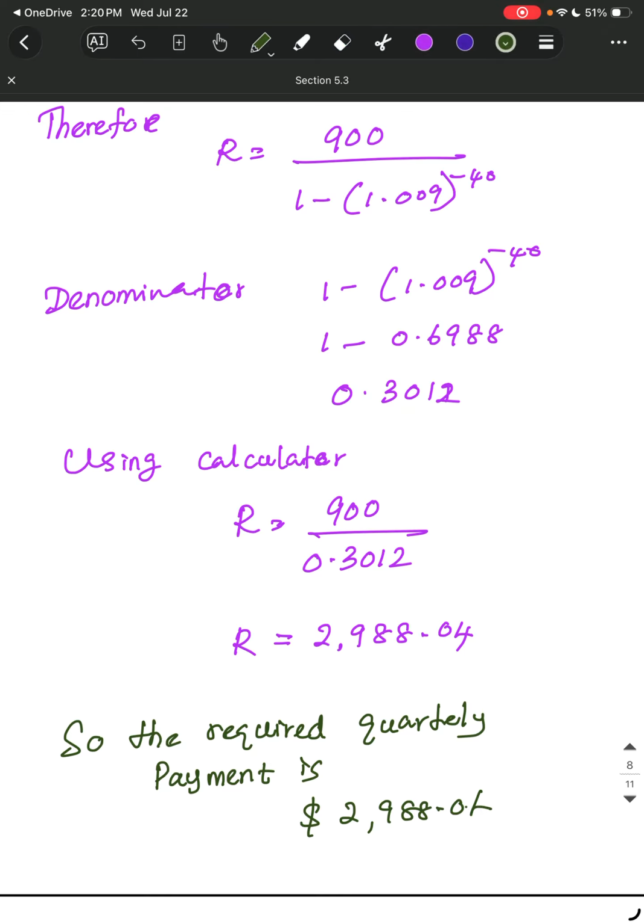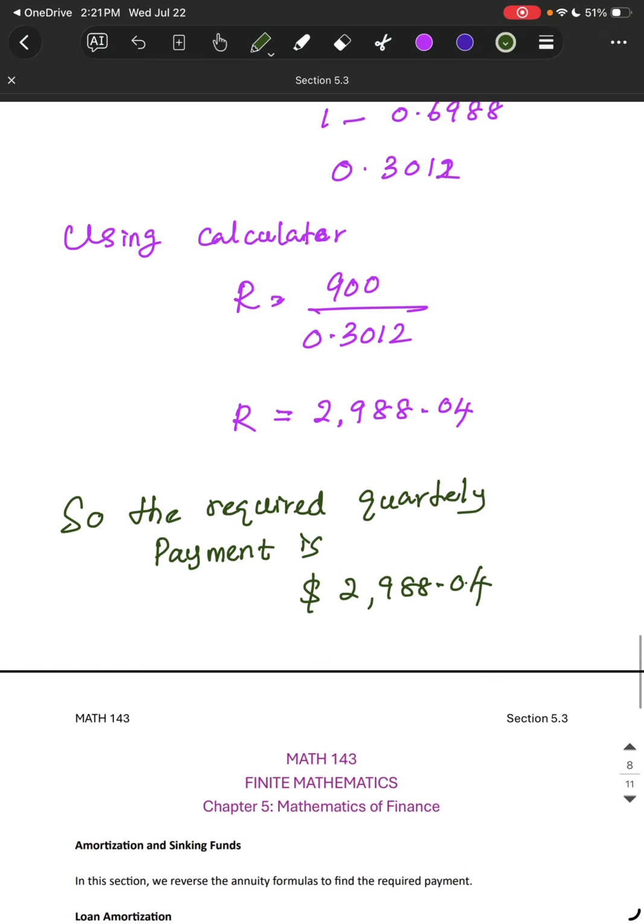Okay. This means the borrower must pay approximately $2,988.04 at the end of every quarter for 10 years. Then how many total payments will be made? There are 40 payment periods. The total amount paid is approximately 40 times the amount $2,988.04. Let's see the interpretation.